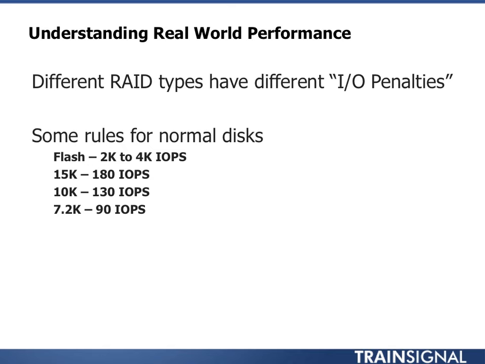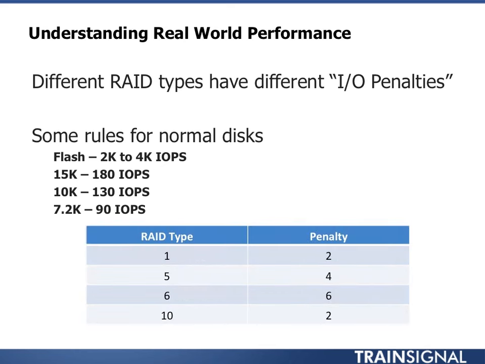So, 7200, 90 IOPS, 10K, 130 IOPS, 15K, 180, and Flash is kind of this mystery. Flash continues to evolve. I usually say 2K to 4K. It depends on several things. Many flash drives do more higher IOPS reading than they do writing. It depends on MLC, SLC, and some other stuff. It also depends on the implementation, and things are getting better. Right now, I say 2K to 4K. Just know they're really fast. How about that? But that's probably close enough.